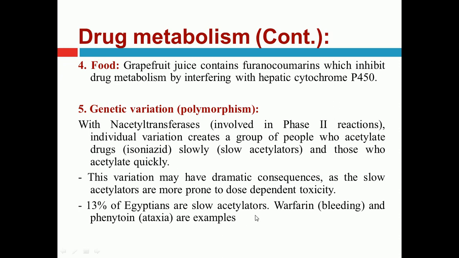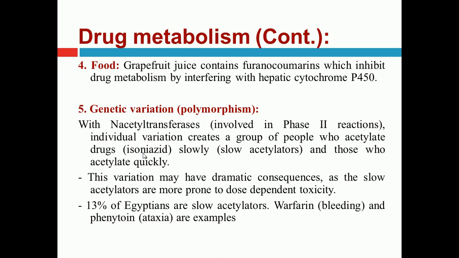So we have two scenarios. The drug is the same, isoniazid, and there are two types of people: number one, slow acetylators, and number two, fast acetylators. Fast acetylators will metabolize the drug isoniazid quickly, and slow acetylators will metabolize the drug very slowly.